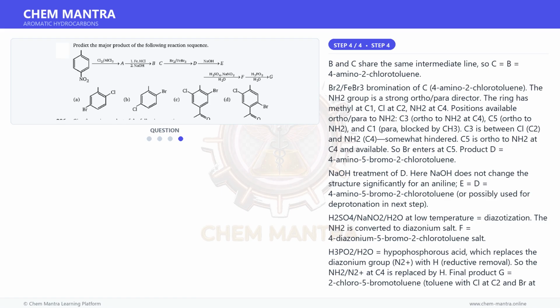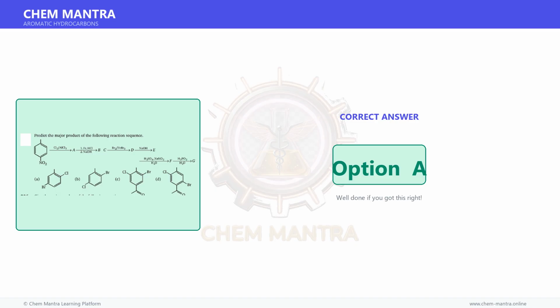Option B has Br ortho to methyl and Cl para, wrong regiochemistry. Options C and D show ketone substituents which are not part of this reaction sequence. Therefore, the correct answer is option A.